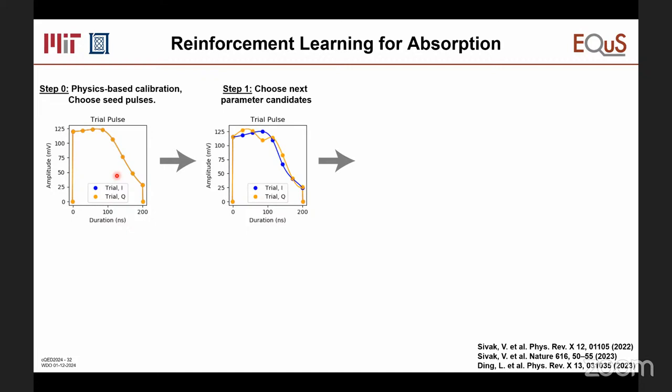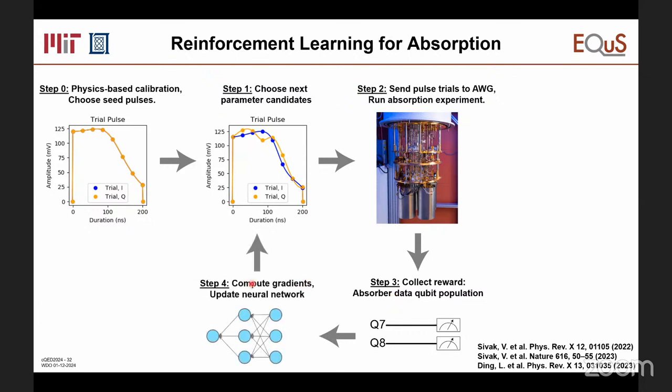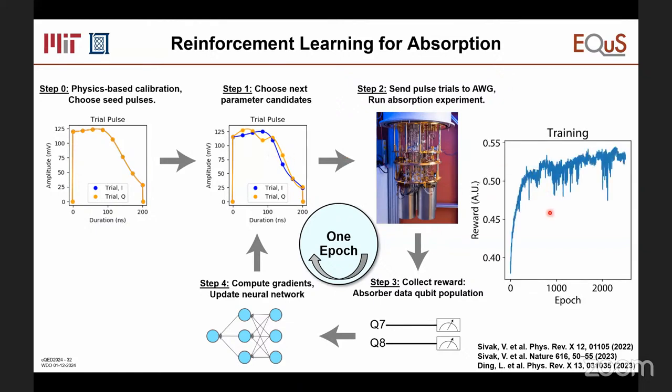We then, with the computer, decide parameter candidates as an update, and we send those pulses to the fridge. We run the absorption experiment. We'll then collect the outputs and define a reward. The reward would be: a lot is absorbed and very little goes to the room temperature stage. And then based on that, we update our neural network, compute new gradients, and come up with a new trial. And this is one epoch, right, in the jargon. And after many, many epochs of training, we saturate to something which has a high reward. Okay, that's how we do the tune-up.